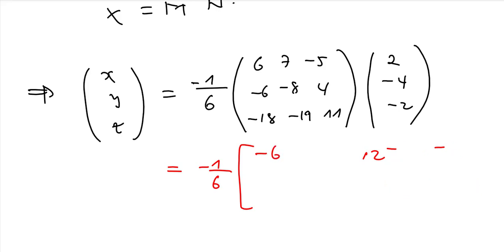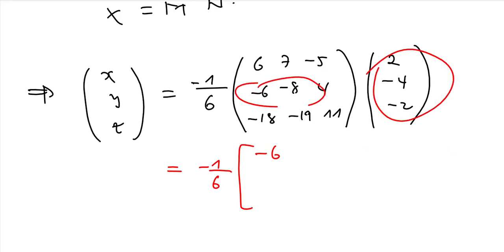The next, we now take row 2 and column 1. So we have negative 6 times 2, which is negative 12, plus negative 8 times negative 4, which is plus 32, and we have 4 times negative 2, which is minus 8. Now negative 12 minus 8 is negative 20, so we have 32 minus 20, and our result will be 12.